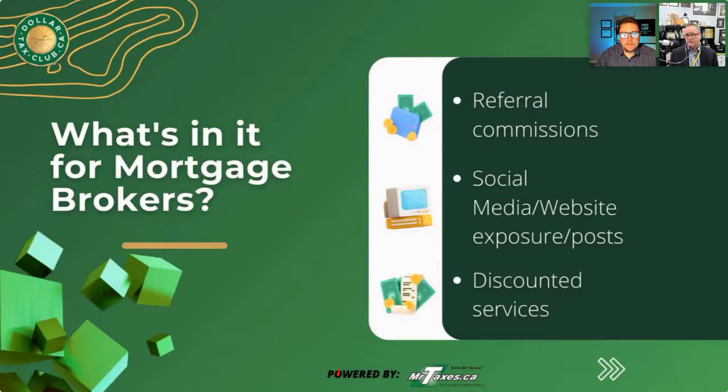And discounted services. Our mortgage brokers that are on board with us as affiliates get a 40% discount on their tax return every year from our stated price. And that 40% is going to continue from year to year to year. Our prices do go up because of inflation, but you're locked into that 40% savings as an affiliate partner, especially as a mortgage broker.